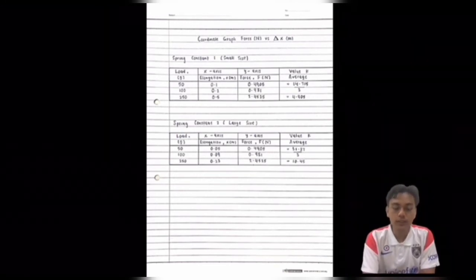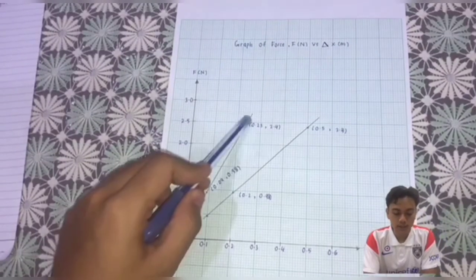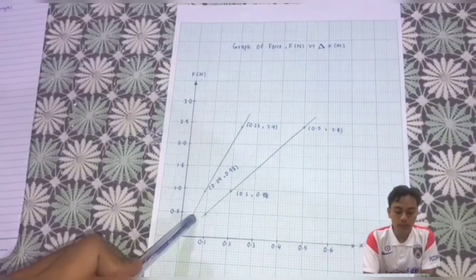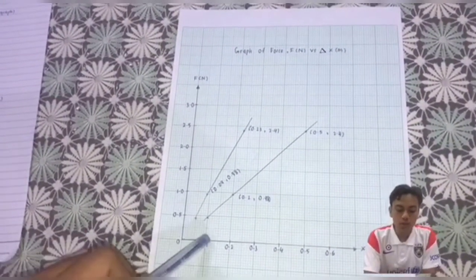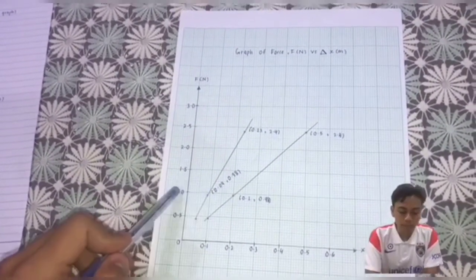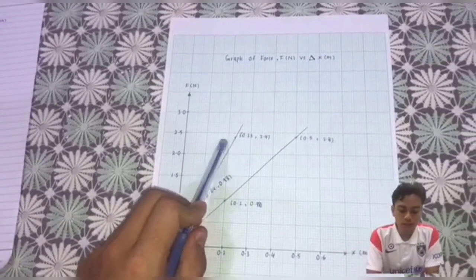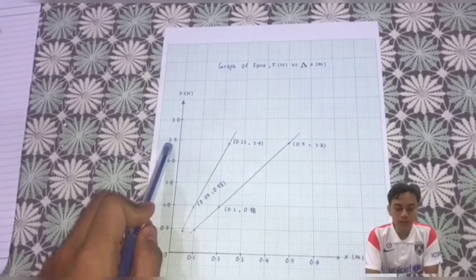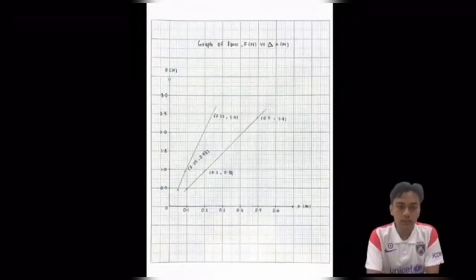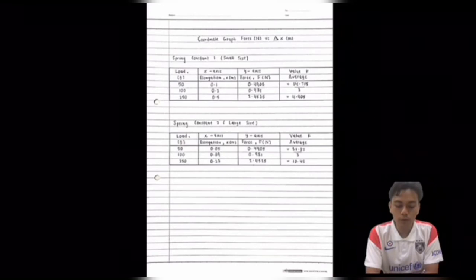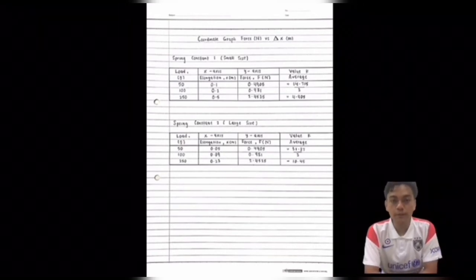For spring constant 2, 0.05 elongation and force 0.49. Second plot is 0.09 elongation and force 0.98. For the third coordinate, 0.23 elongation and the force is 2.45, and the value of K average is 10.45.